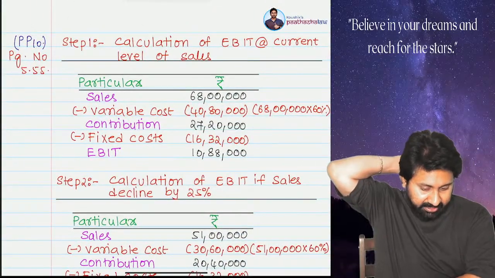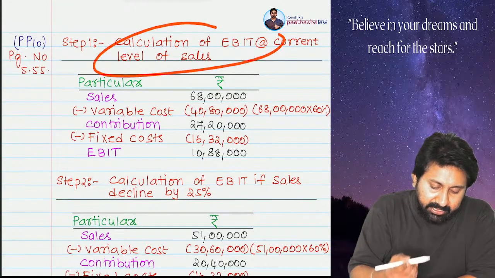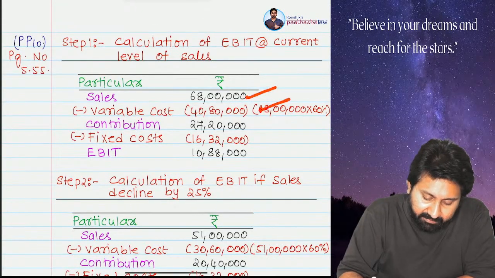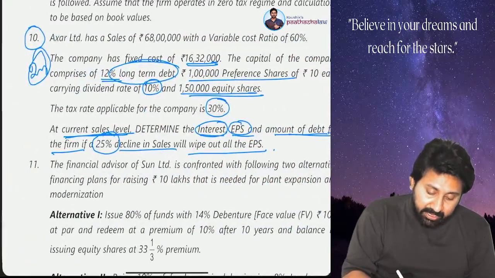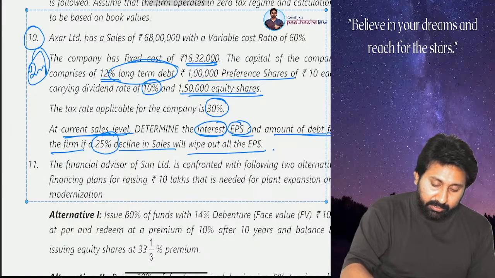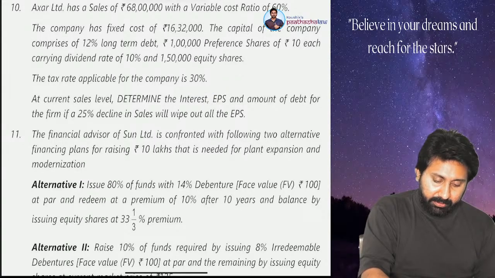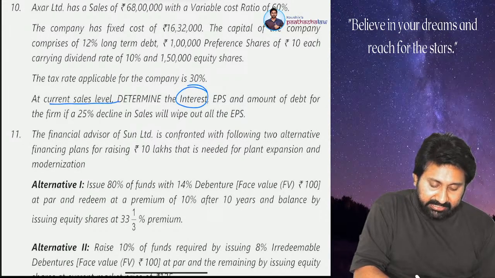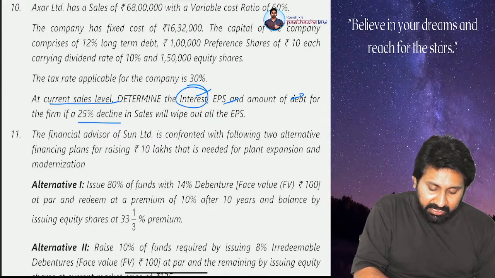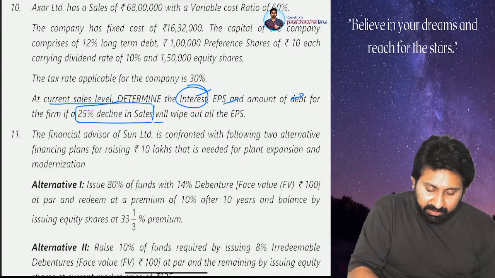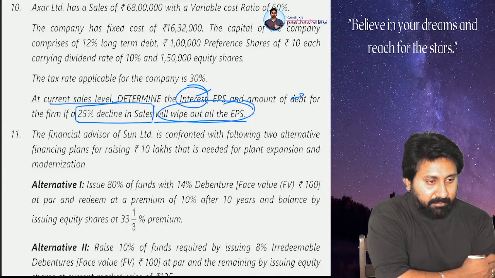See here. First, calculation of EBIT at the current level of sales. Sales 68 lakh, variable cost we remove, contribution, fixed cost, EBIT. Next, what is he asking? He is asking to calculate interest at the current sales level, determine interest, EPS and amount of debt for the firm, if there is a 25% decline in sales that will wipe out all the EPS.